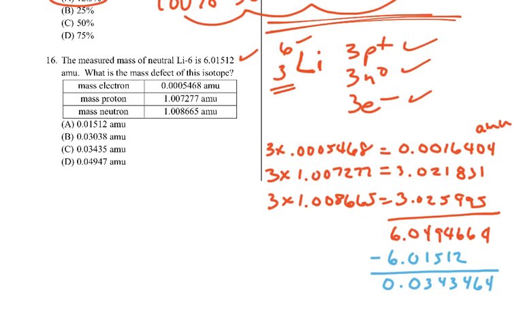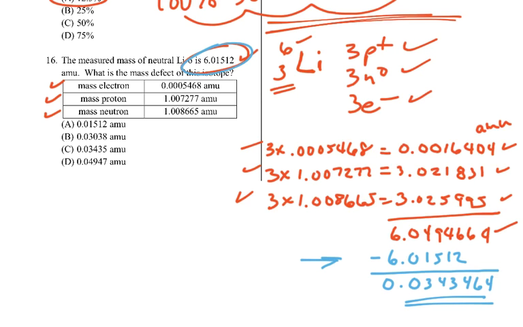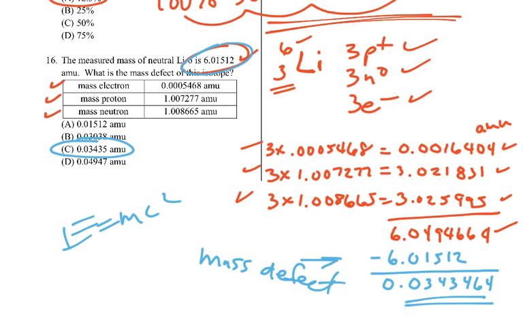So if I know the mass of an electron, a proton, and a neutron, I'm going to take 3 of them, 3 of them, and 3 of them, get their masses, add it together. So that's the mass I would expect, but this is the real mass, so I'm going to go ahead and subtract that right here. And the number I have left over, that's going to be called my mass defect. That's the mass that disappears. And what does it do? It turns into energy by E equals mc squared. But we're just looking for that mass defect, so 0.034364. That looks like answer C right there.